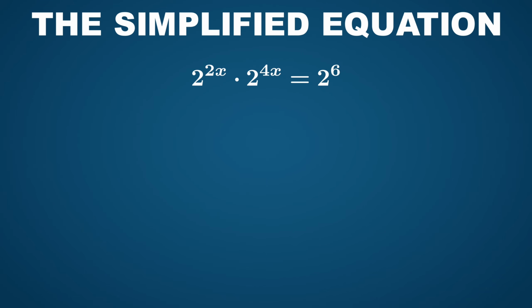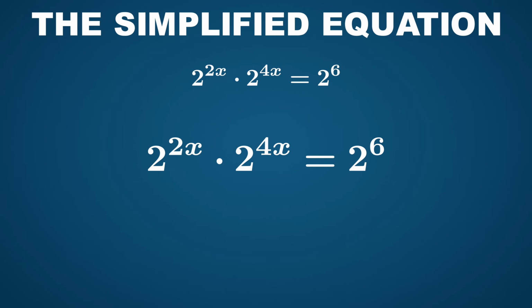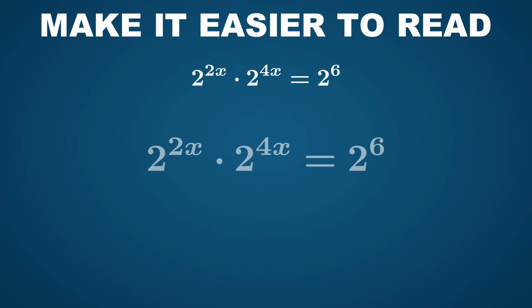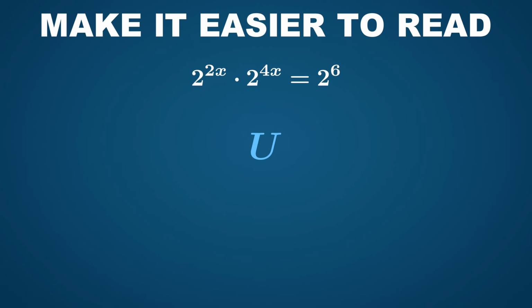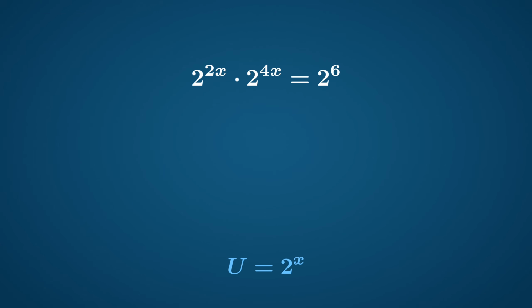Let us write down the simplified version of our full equation. We have 2 to the 2x multiplied by 2 to the 4x. This mathematical product is equal to 2 to the 6th power. At this stage, we can make our equation much easier to read. We will introduce a new variable to substitute into the math. Let us define a new uppercase variable called u for this step. We will set the variable u equal to 2 to the power of x. This substitution will transform our complex exponential terms.